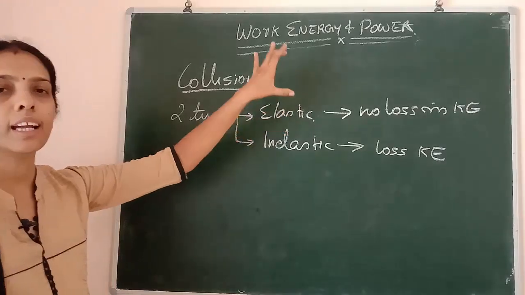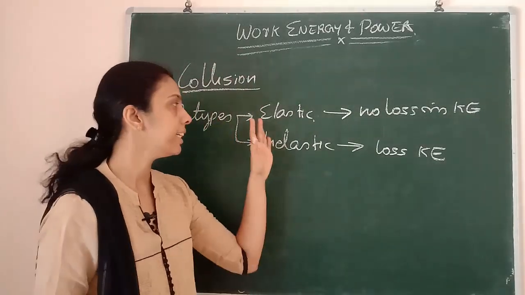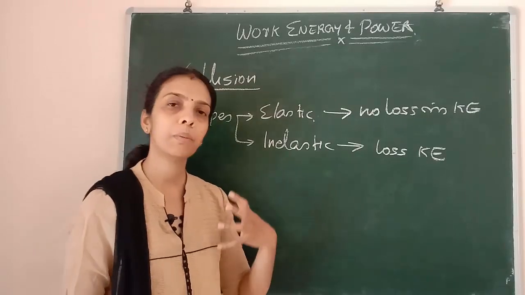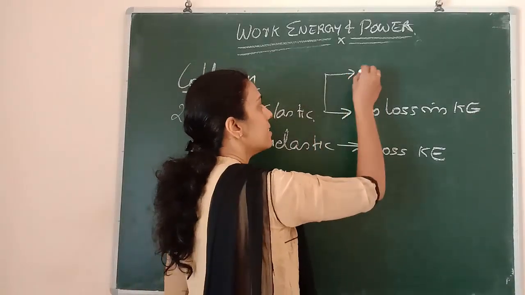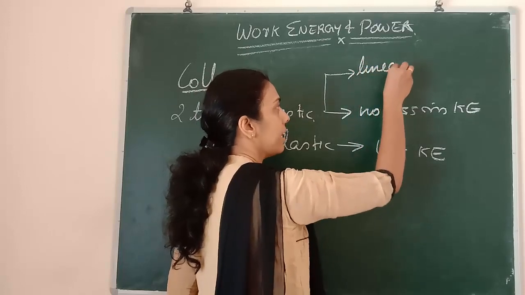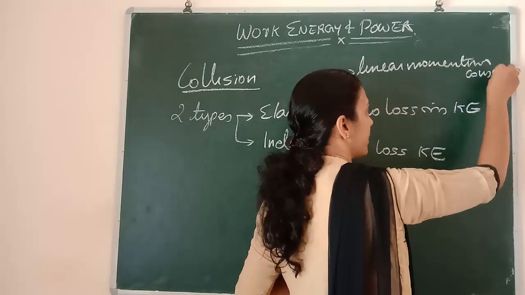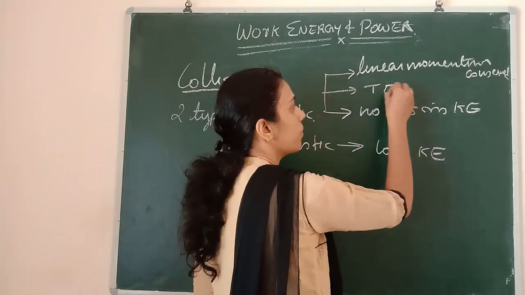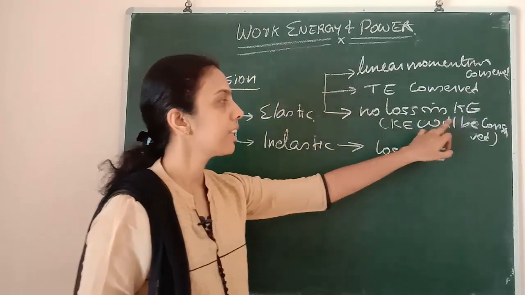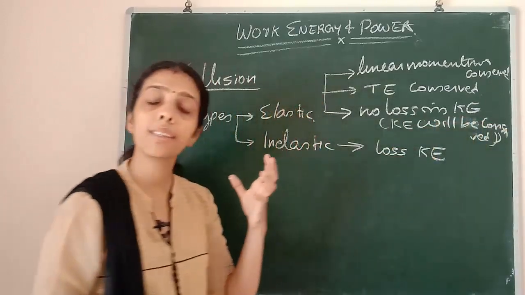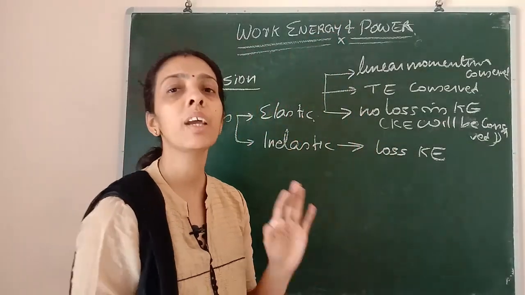So in elastic collision there is no loss in kinetic energy after collision, and in inelastic collision there will be some loss in kinetic energy. Other properties of elastic collisions: linear momentum is conserved, total energy is conserved, and kinetic energy is conserved. So kinetic energy, momentum, total energy, everything will be conserved in elastic collision.